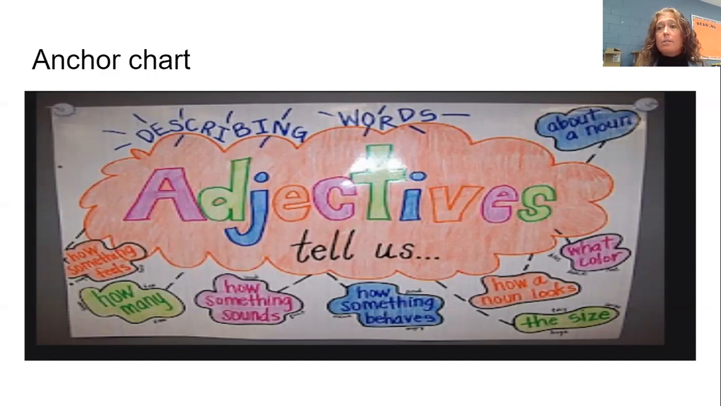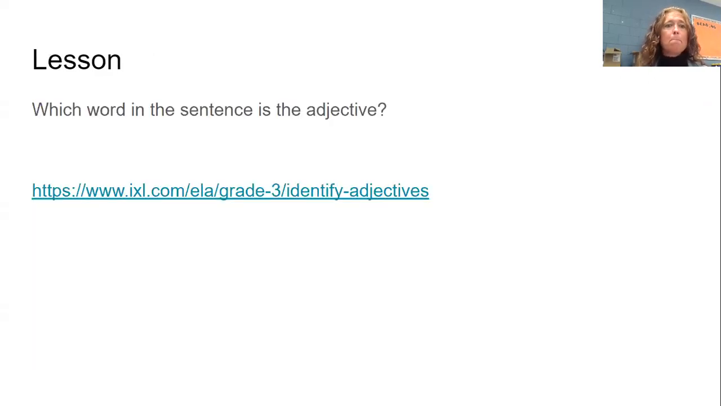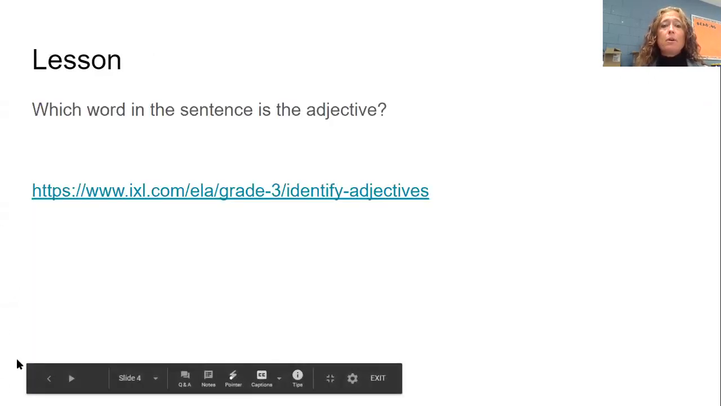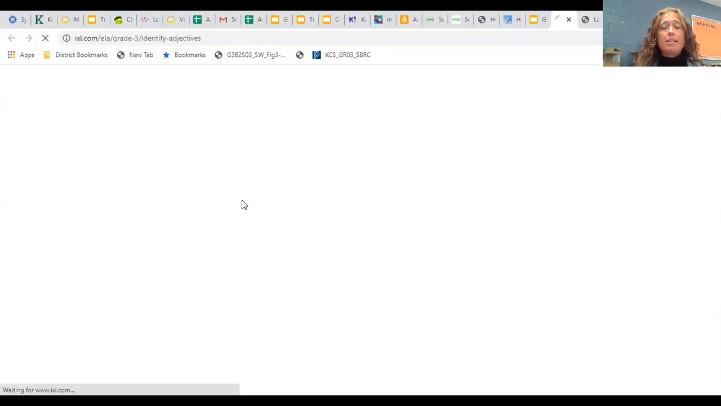How something sounds, it was very loud, it was quiet. The person was screeching. These are all adjectives that describe how something sounds. How something behaves, how a noun looks. The size, it was small, it was big, what color, and about anything that describes a noun. Remember, the noun is the person, place, or thing. So to review this, I'm going to go ahead and pull up an IXL.